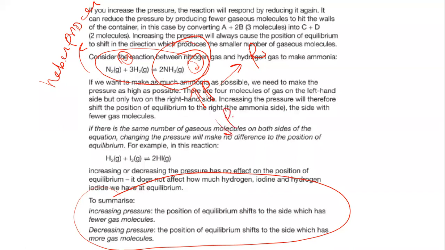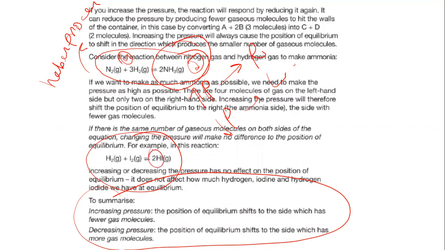If I decrease the pressure for the Haber process, what will happen? My reaction will shift to the side which has the greater number of molecules. So it will shift towards the left side. Right? So this is basically what happens over here. So this is how they're going to ask you. They're going to give you equations and they'll ask you where the equilibrium is going to shift and explain why it happens.